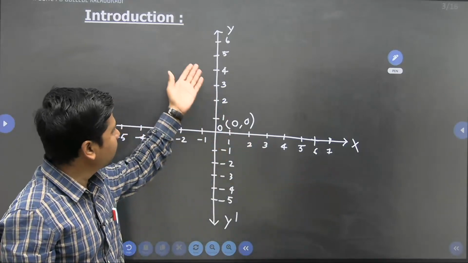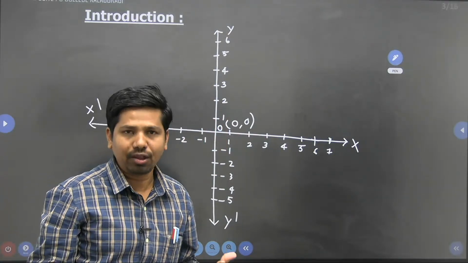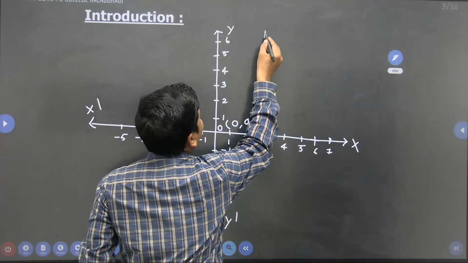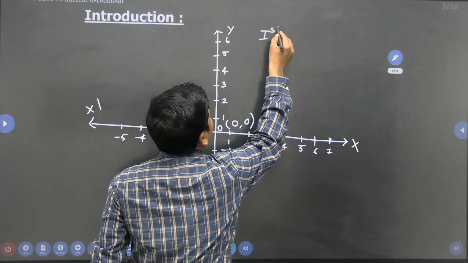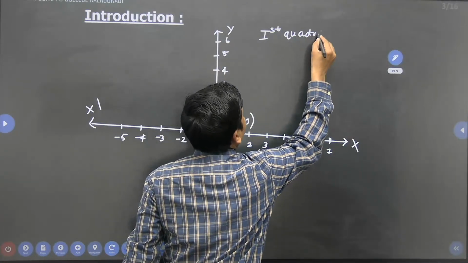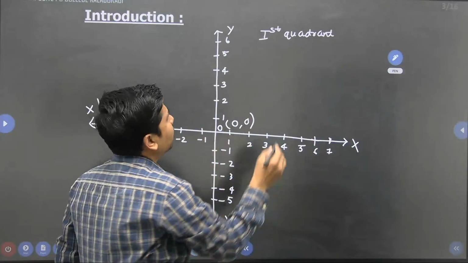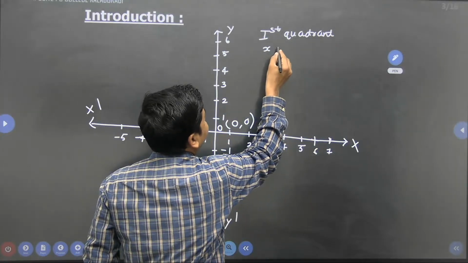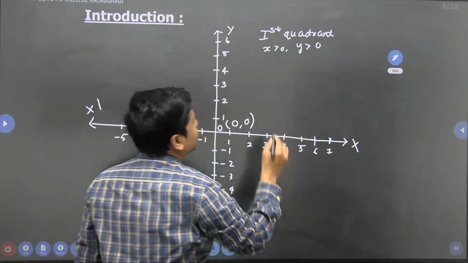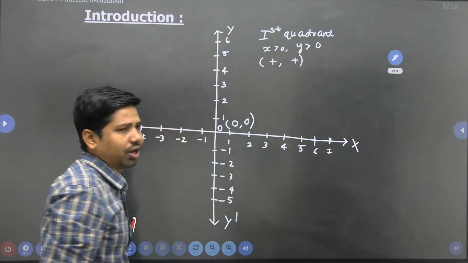The coordinate axes along with the origin are said to be the coordinate plane, also called the xy plane, which divides into four quadrants. So this is said to be the first quadrant. In this first quadrant, x is positive, greater than 0, and y is also positive, that is both x and y are positive in the first quadrant.